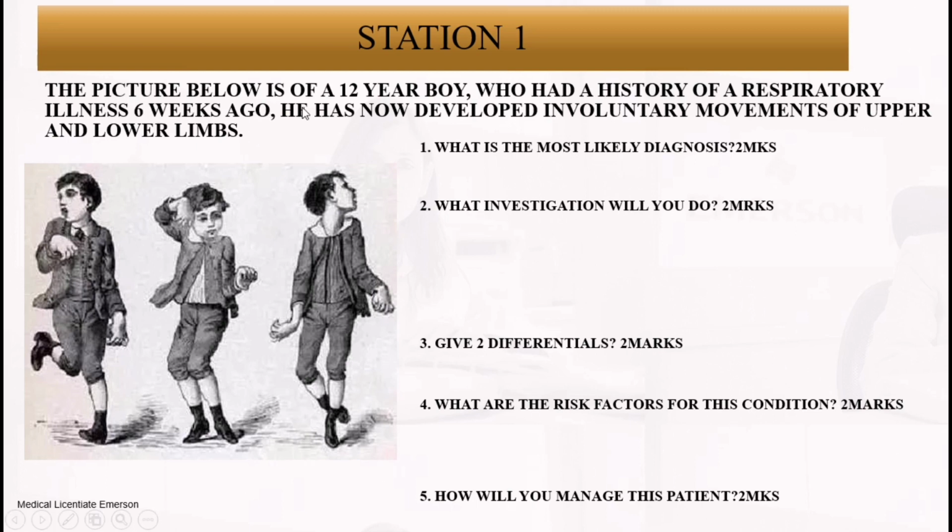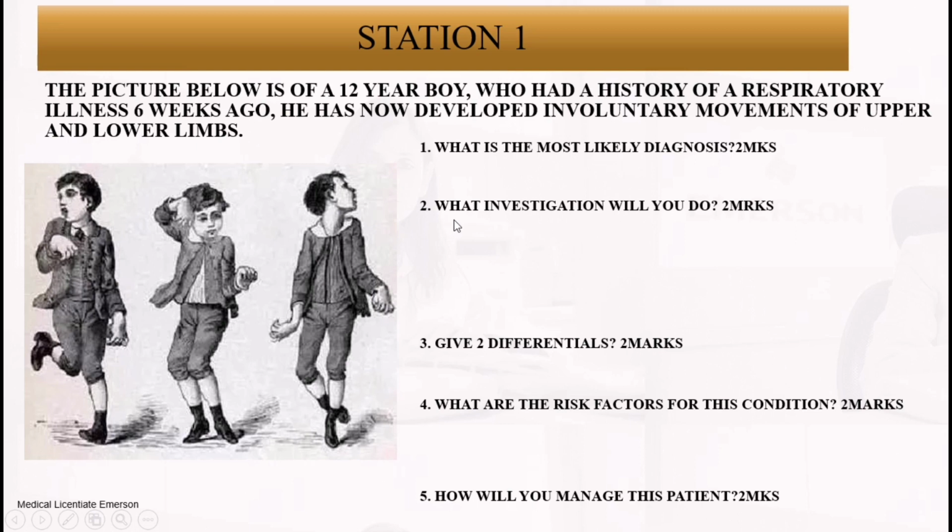The picture below is of a 12-year-old boy who had a history of respiratory illness 6 weeks ago. He has now developed involuntary movements of upper and lower limbs, and you can see the movement of the lower limbs as if the person is dancing. So the first question is, what is the most likely diagnosis?